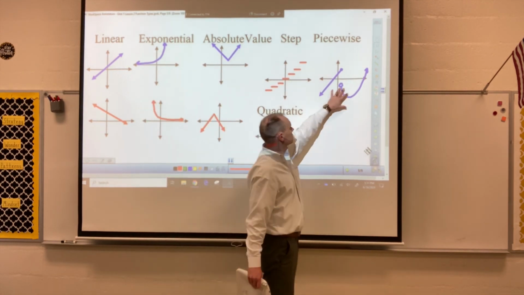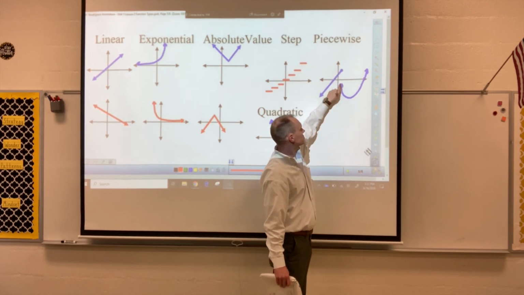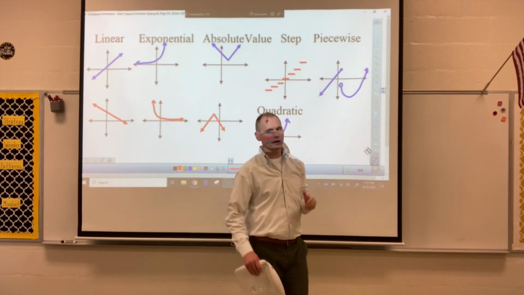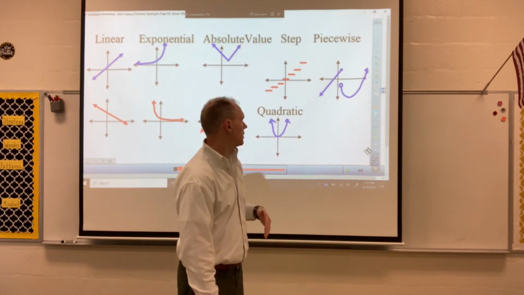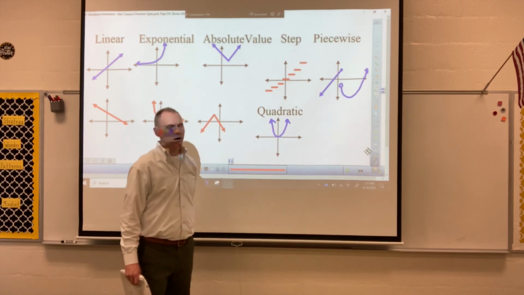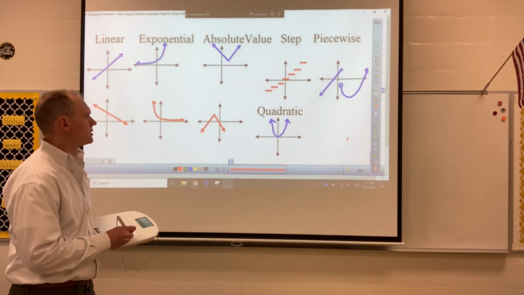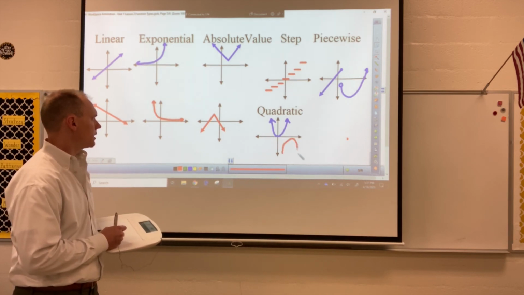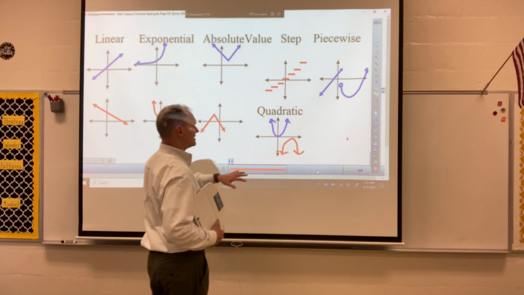A piecewise function, this is just one that I made up here. This one's comprised of a linear function and a quadratic function, but it's multiple pieces defined by where you are along the x-axis. And then we have a quadratic function here at the end. If you have a concave down one, obviously it's going to look something like this. So you can have one that's concave up or concave down.